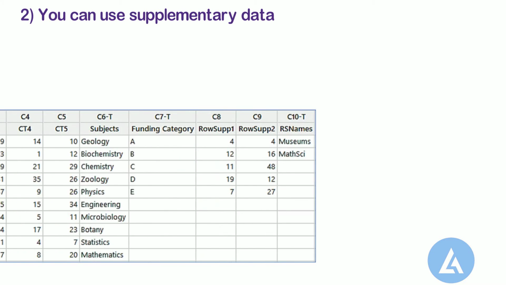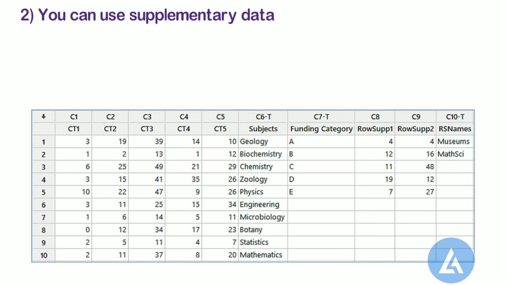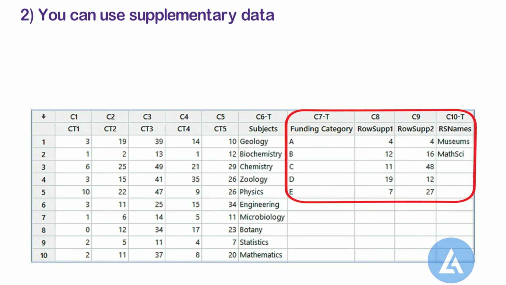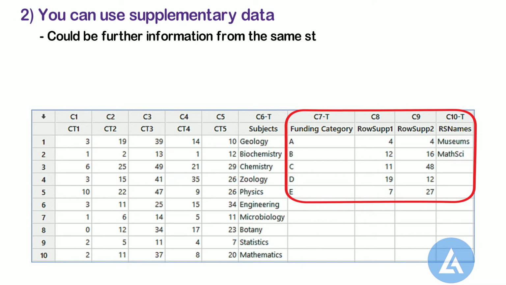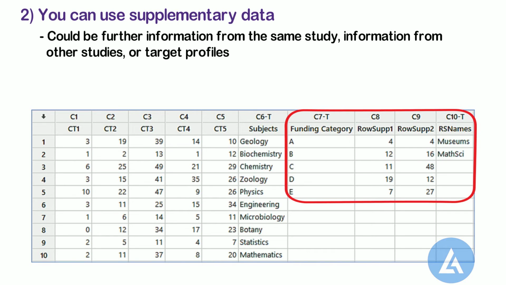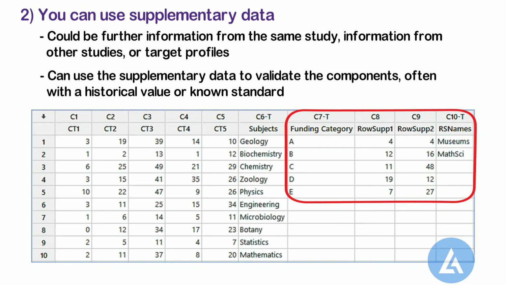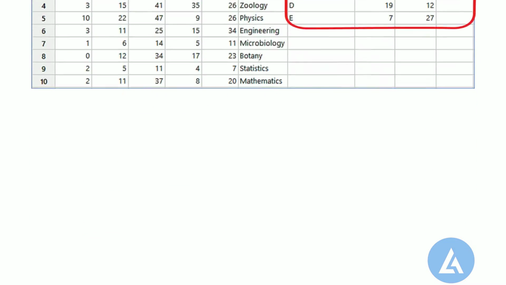2. You can use supplementary data. You might have additional or supplementary data in the same form as the main data set for the analysis. These supplementary data could be further information from the same study, information from other studies, or target profiles. You can use the supplementary data to validate the components, often with a historical value or known standard. Supplementary data appear in the output, but do not affect the components.